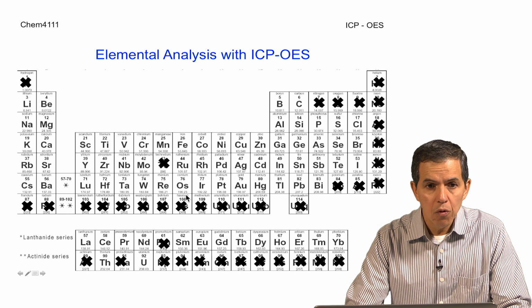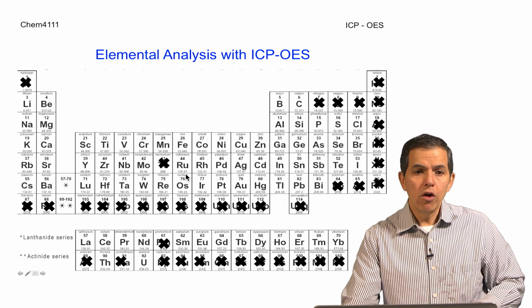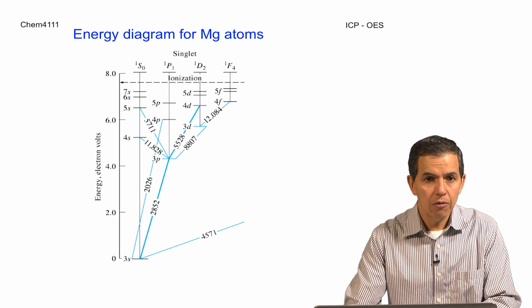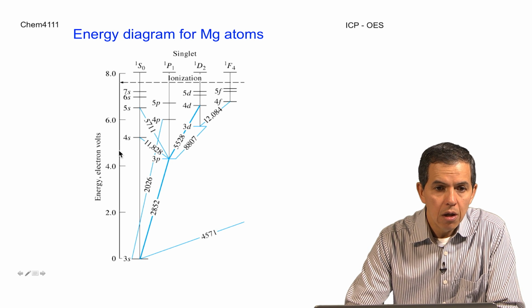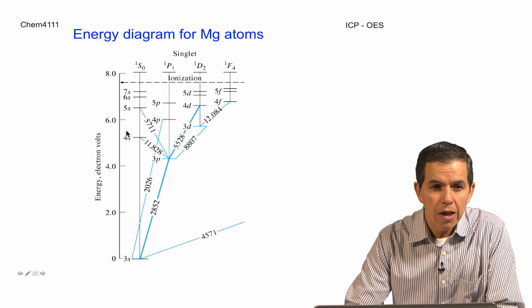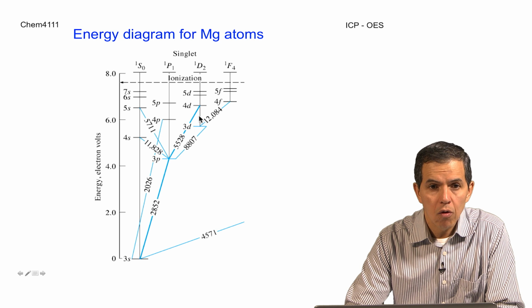So in general, what we would like to do then is understand a little bit more about the fundamentals that are behind the use of this particular technique. And we will start by looking at the energy diagram of an element, for example, magnesium. What we have here is a plot of energy versus different electronic states of the magnesium atom. We can see some quantum numbers like 3, 4, 5, 6, and 7. We also can see another quantum number that is represented by S, P, D, or F.